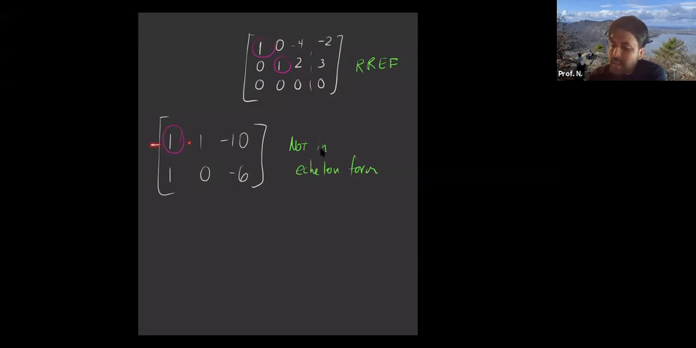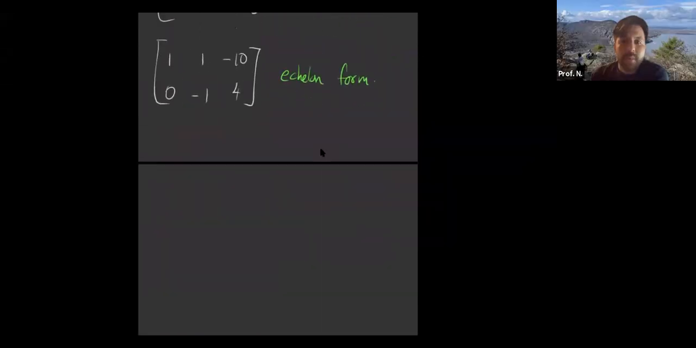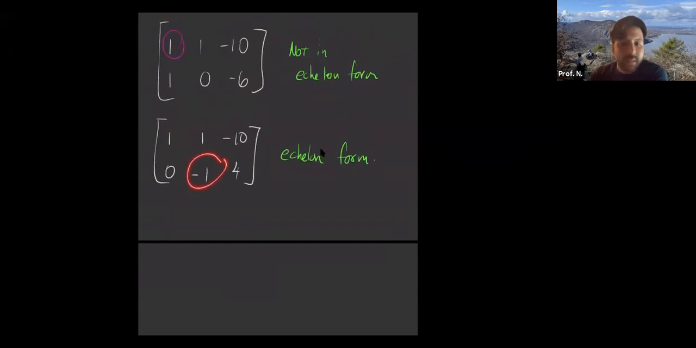I negate this, right? And I add it to row 2 and I get 1 1 -10. I get 0, right? This becomes -1. This becomes what? 4. What is this? Echelon form. It's not row reduced. It's not row echelon form. Why? Because I have a -1. How do I make it row echelon form? I just negate the second row, right?